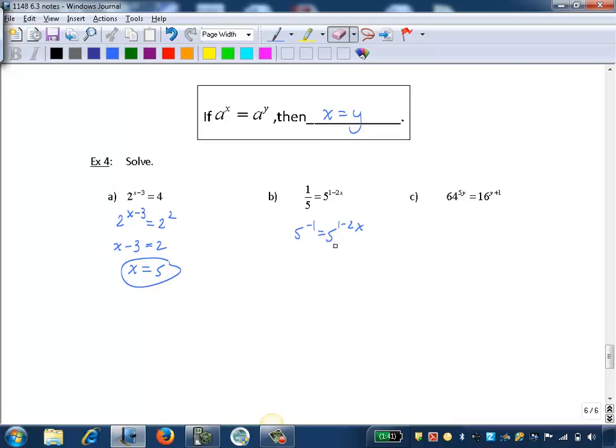Now the bases are the same, so I can set those exponents equal to each other, which will allow us to isolate that variable and solve. So now we can say negative 1 equals 1 minus 2x. So we'll subtract the 1 from both sides, so negative 2 equals negative 2x, divide by negative 2, and we get x equals 1.